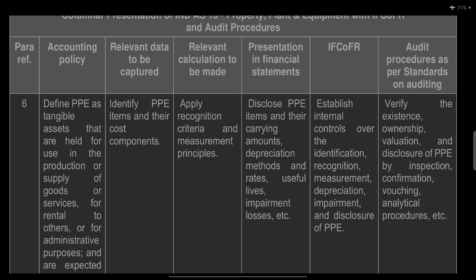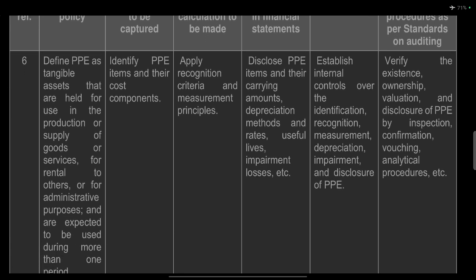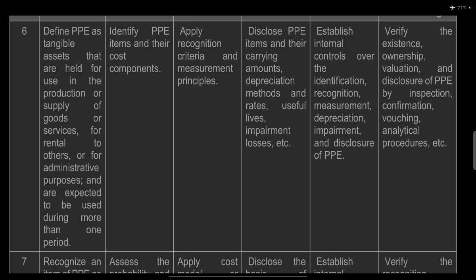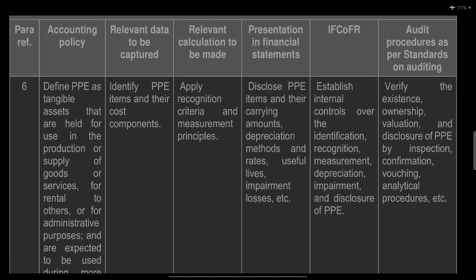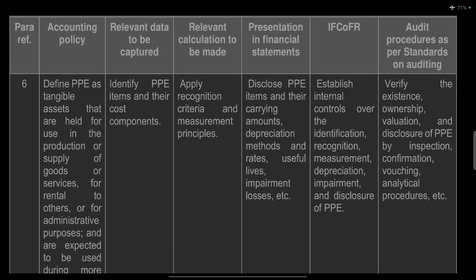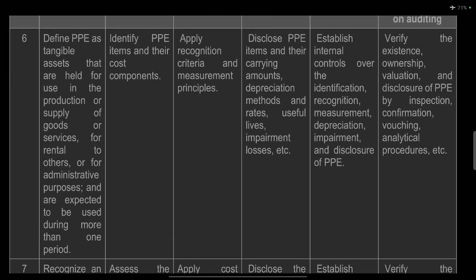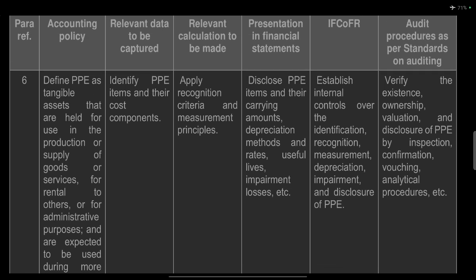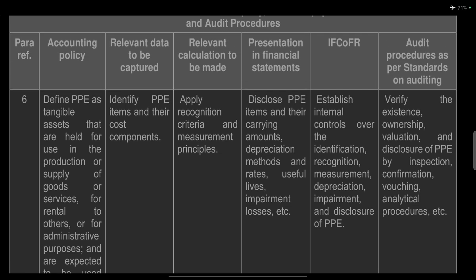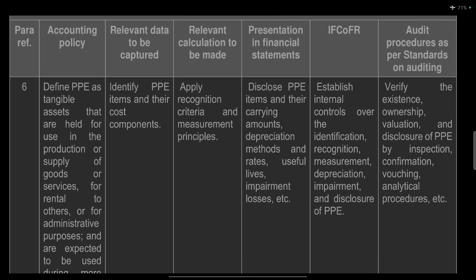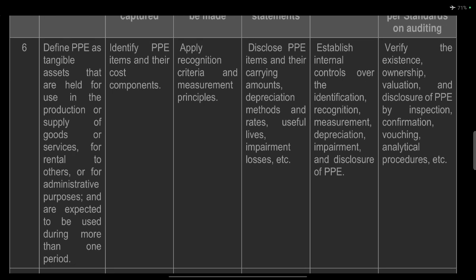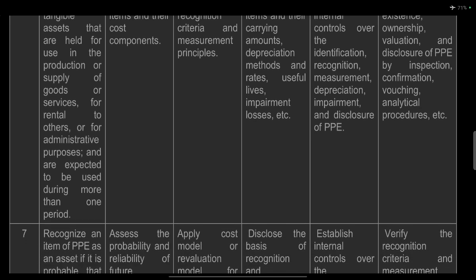Presentation in financial statements: disclose the PPE items and their carrying amount, depreciation methods and rates, useful life, and impairment loss. IFCOFR: establish internal control over the identification, recognition, measurement, depreciation, impairment, and disclosure of PPE. Audit procedure as per the standard on auditing: verify the existence, ownership, valuation and disclosure of PPE by inspection, confirmation, vouching, analytical procedures, etc.